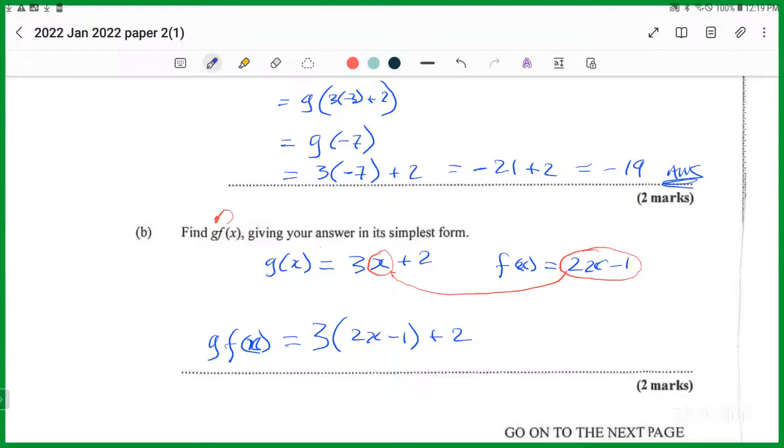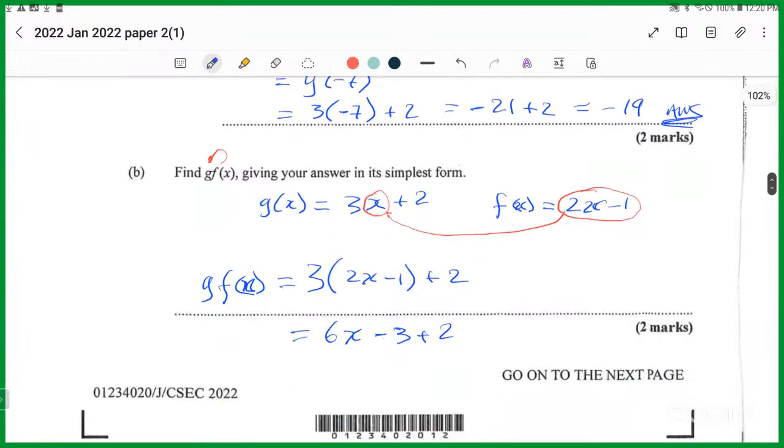And if we simplify this, 3 times 2x is 6x. 3 times negative 1 is negative 3, plus this 2. Then negative 3 plus 2 is negative 1, so it reduces to 6x minus 1. That's the answer right there.